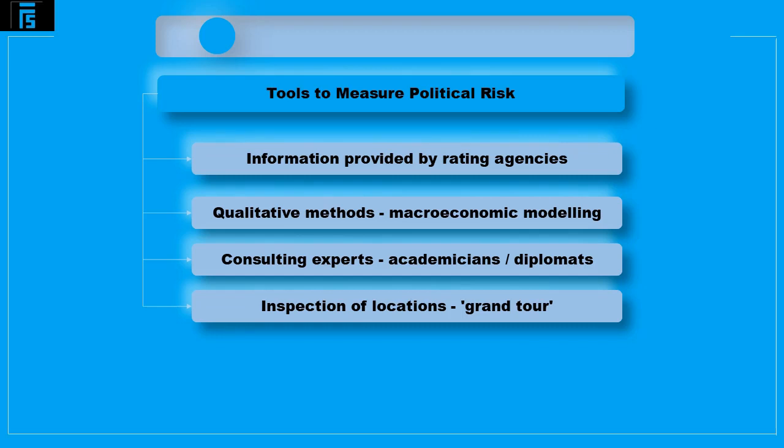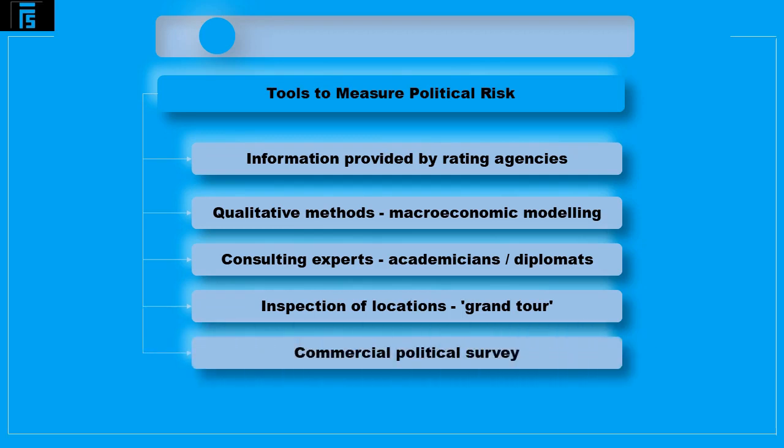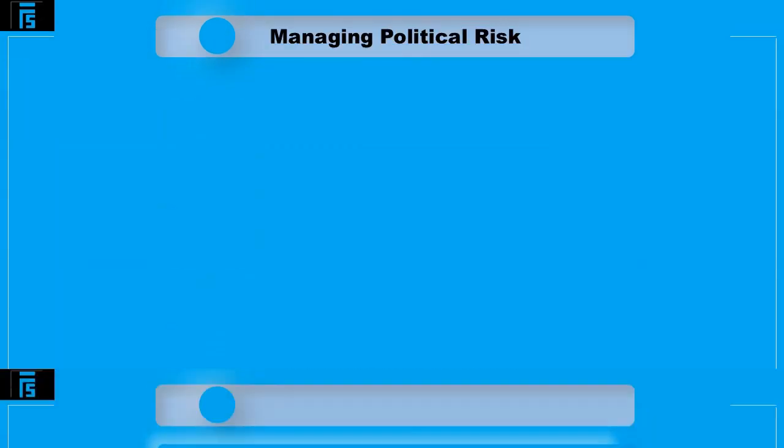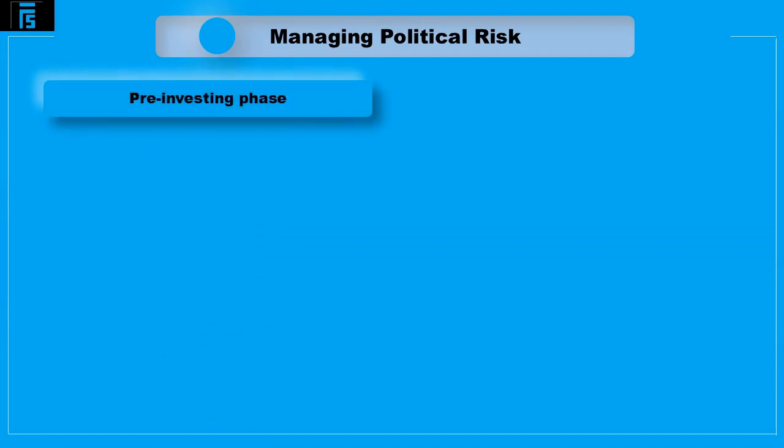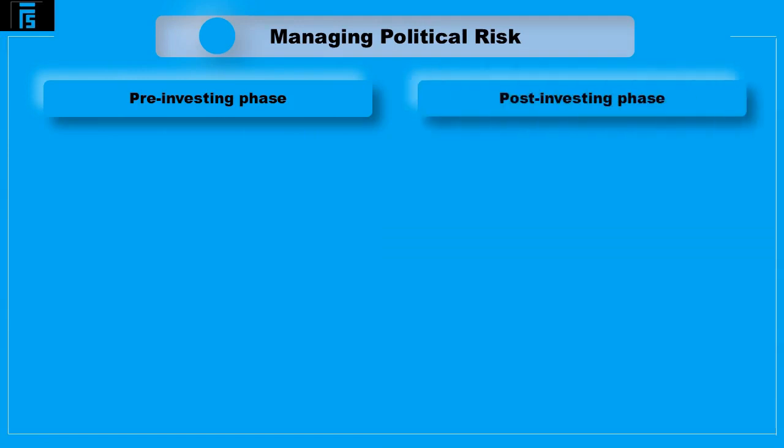Finally, companies may use information provided by commercial political surveys, which assess the level of political risk of countries on a numerical scale, based on questionnaire data. Such survey-based information is, for example, offered by Business Environment Risk Intelligence or the Political Risk Services Group. Management of political risk has two aspects. The first one includes actions that may be taken by a company prior to investing in a country, and the second one consists of measures which a company may put in place after a subsidiary has already been set up.